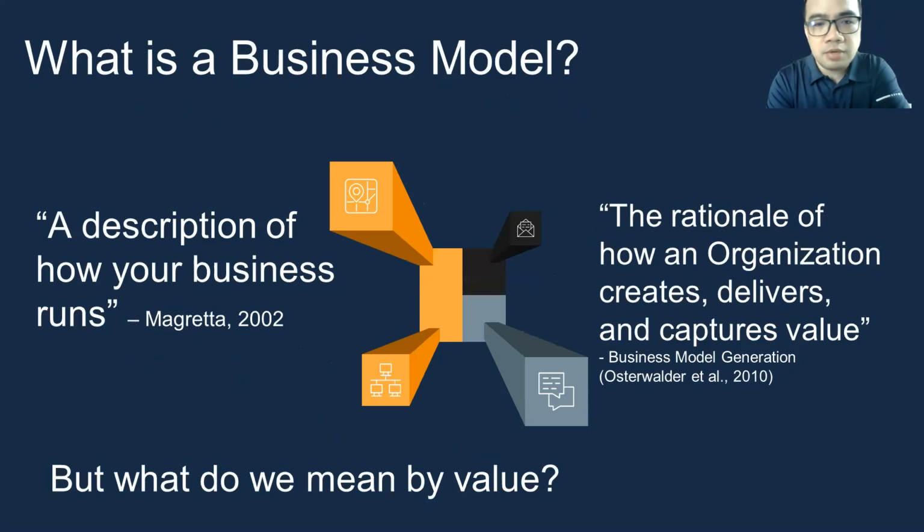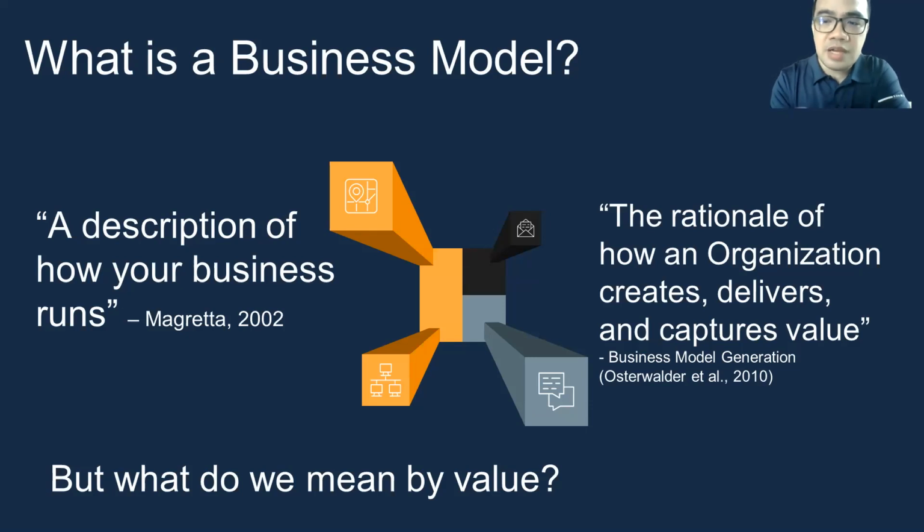Somehow we touched on that. It is the rationale of how an organization creates, delivers, and captures value. There are three terms here that we want to dissect: an organization creates, delivers, and captures value. Every company needs to define this. As a startup, you who intend to develop your own startup need to think about how we create, deliver, and capture value.